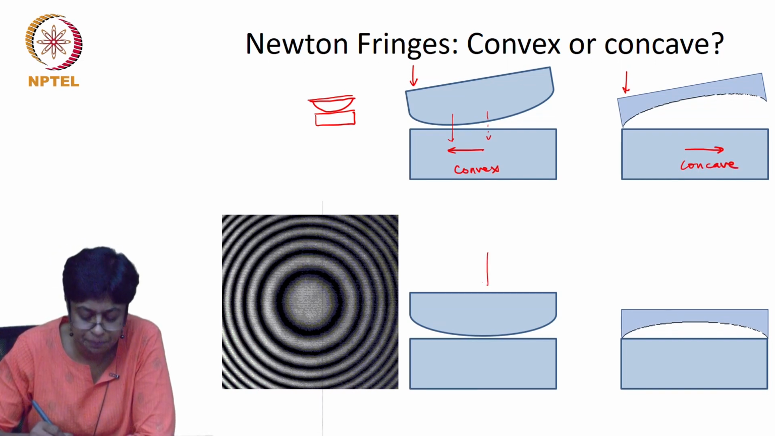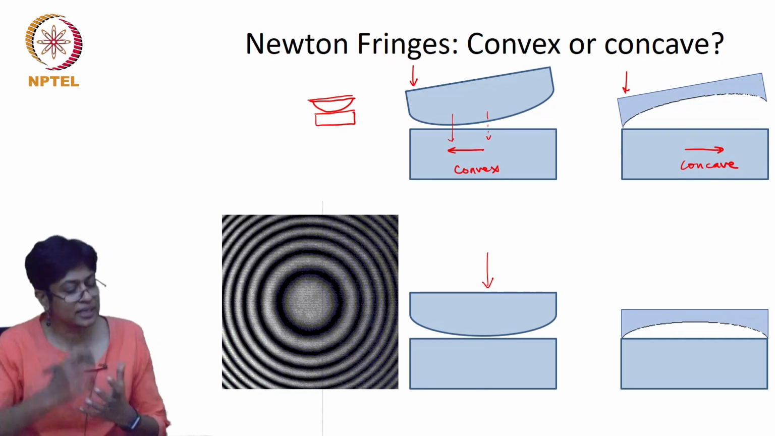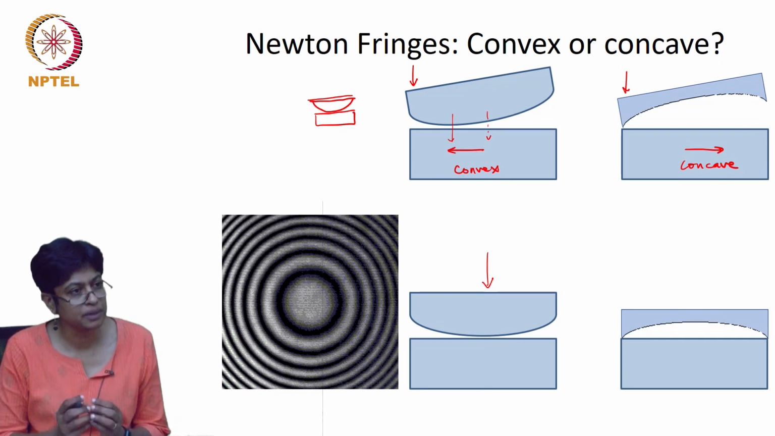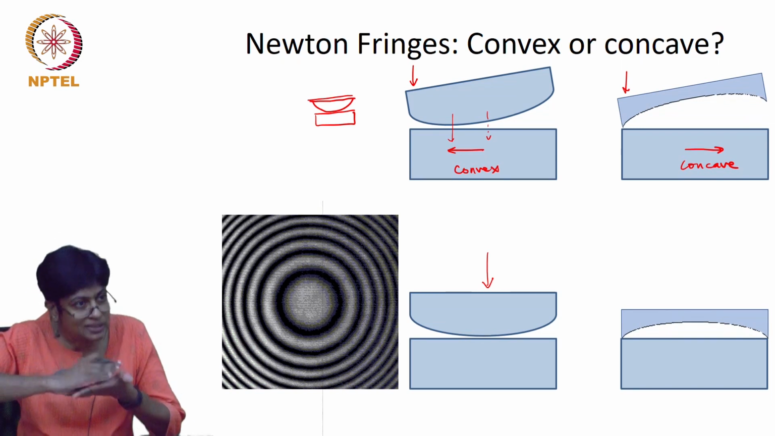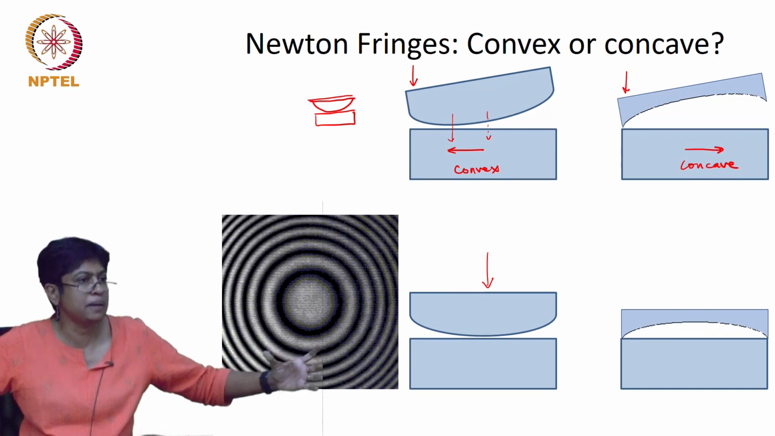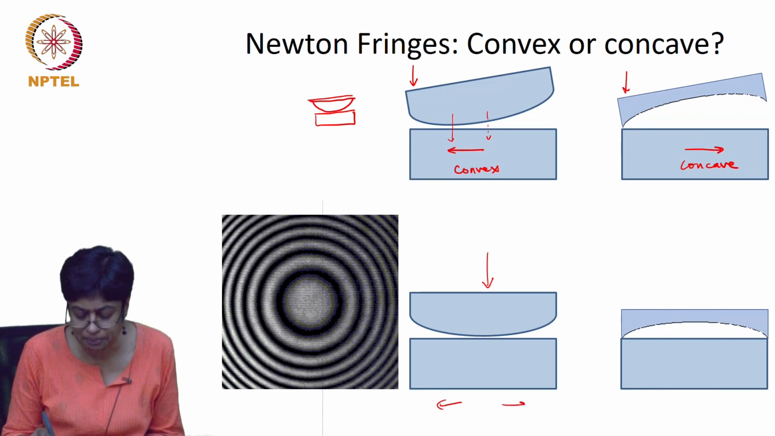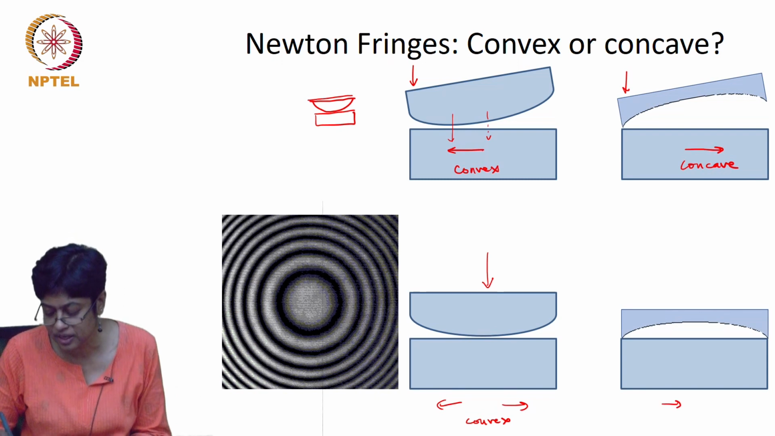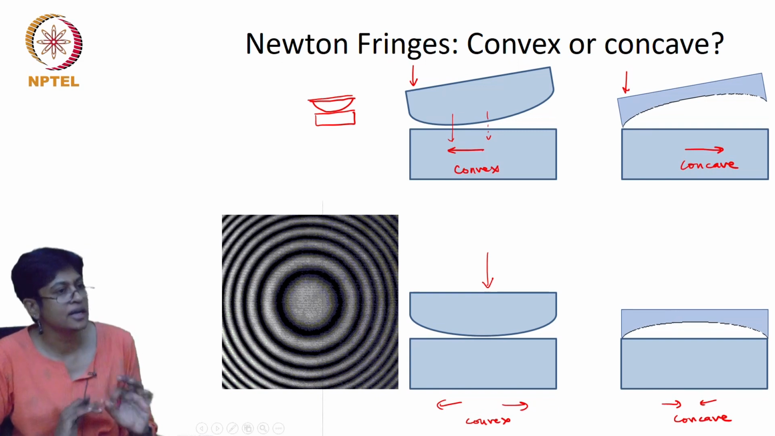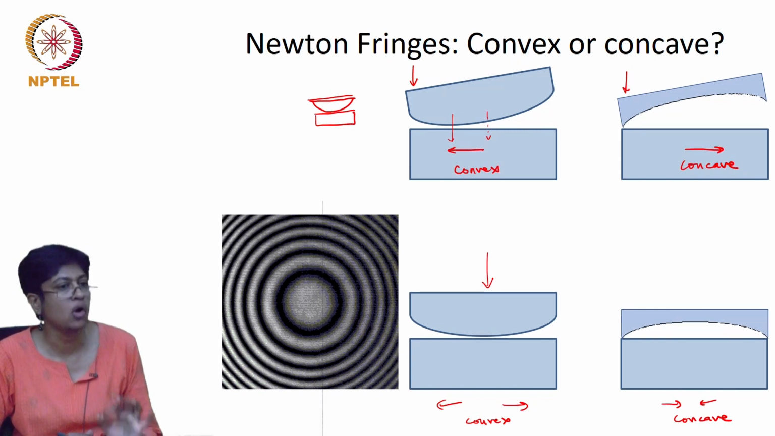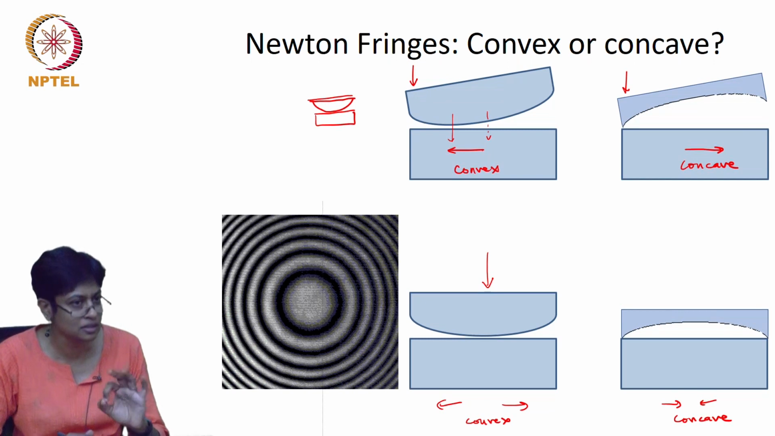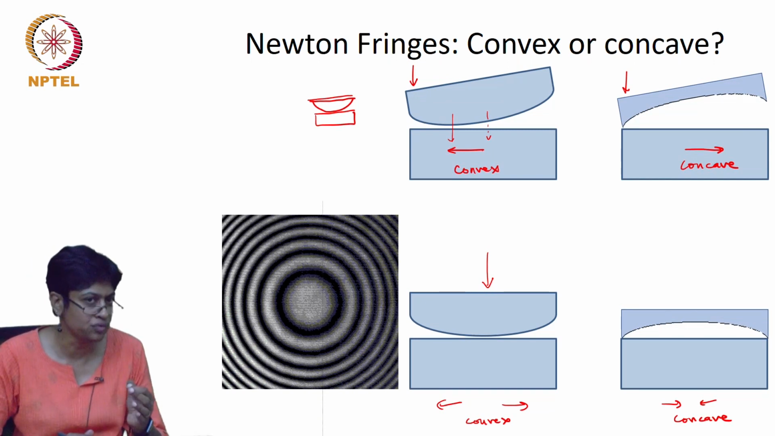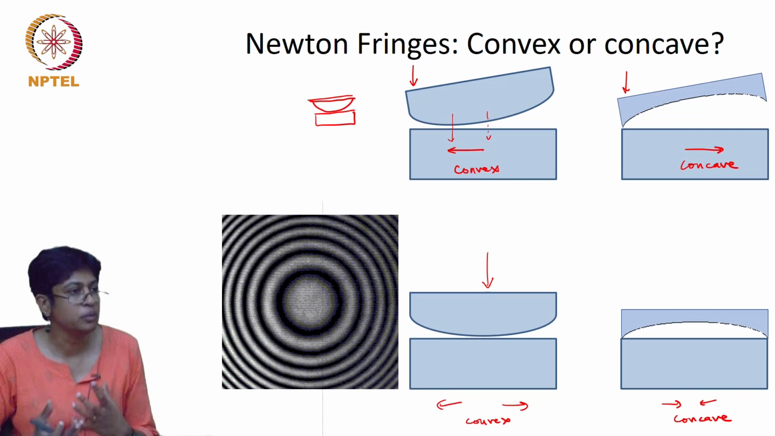Or you could say I will press in the center, and what happens to this fringe pattern is you are slightly squeezing it down. So, the fringe pattern will expand. If the fringe pattern expands, then you say it is convex, and if the fringe pattern contracts, then you will say it is concave. So, just an observation of fringes or how they behave when you tilt or move this element can give you an idea about the nature of the element.